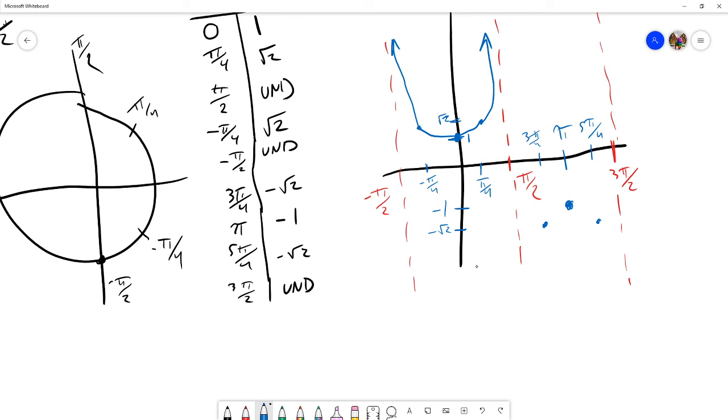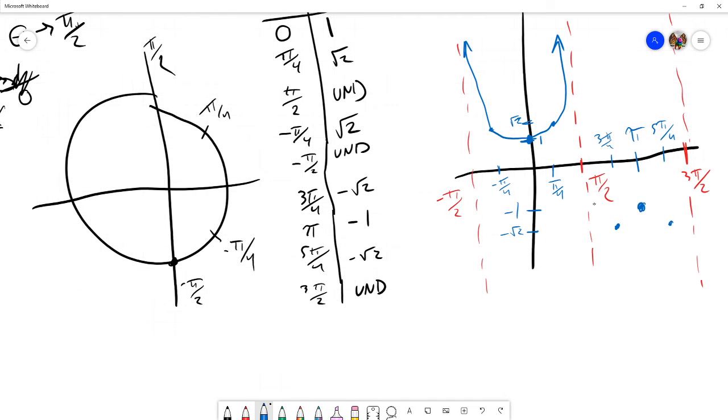Now, in quadrants 3 and 4, so pi is over here, right? So when we consider going from pi over 2 to pi, cosine's negative, which means that it has to go to negative infinity. Similar from pi to 3 pi over 2. This here is also going to negative infinity because cosine is negative. And so that means we got a downwards U shape here, which is pretty cool.